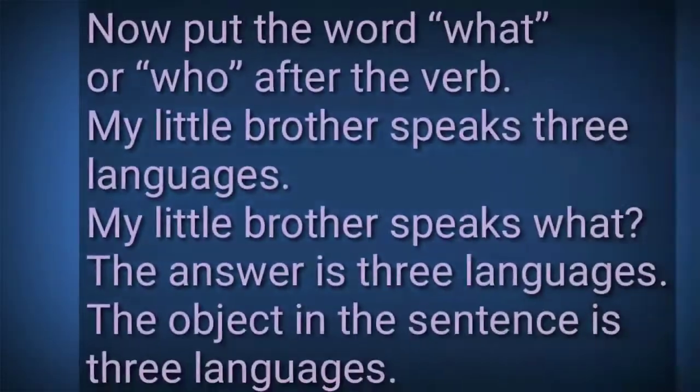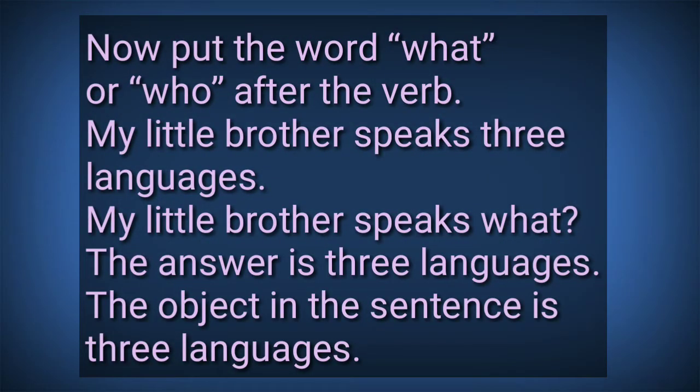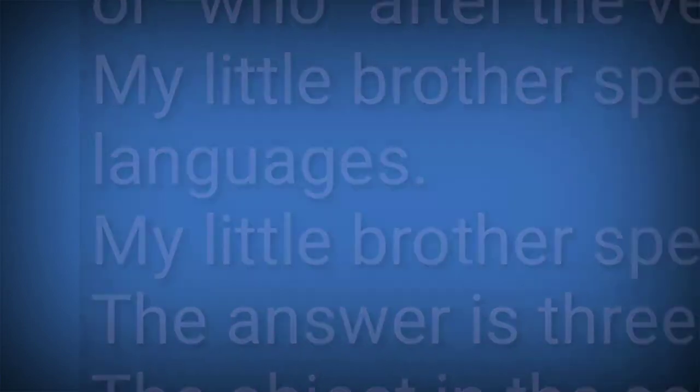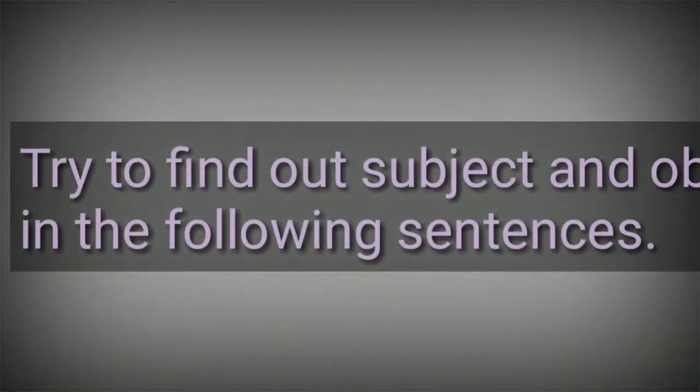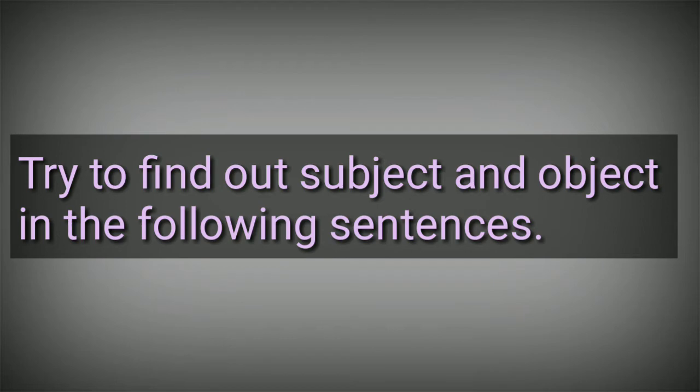Now put the word what or who after the verb. My little brother speaks 3 languages. My little brother speaks what? The answer is 3 languages. The object in the sentence is 3 languages. So, if we want to find out the object of a sentence, we put the words what or who after the verb, and the answer will be the object. Look at the following sentences and try to find out subjects and objects in the sentences.